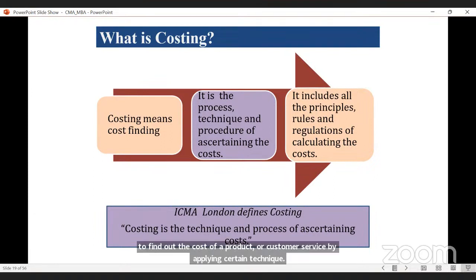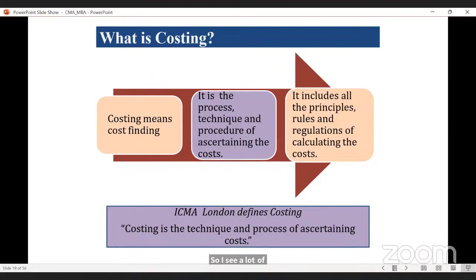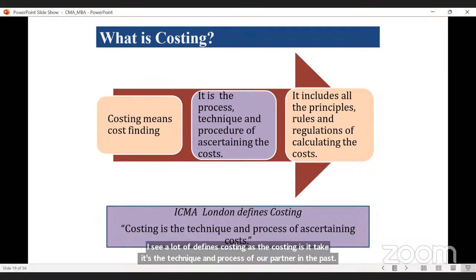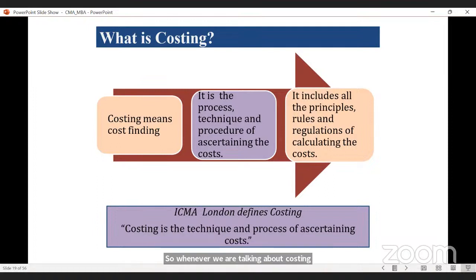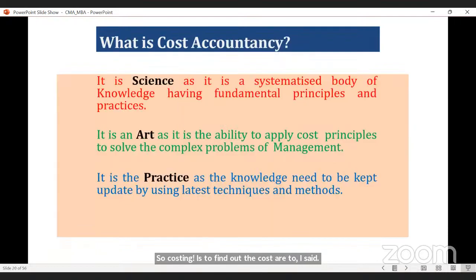So ICMA London defines costing as the technique and process of ascertaining the cost. Whenever we are talking about costing, you can say it is a method, and it is also a process, because whenever we are ascertaining the cost, we adopt various steps. So costing is to find out or ascertain the cost by adopting a certain technique or process. Okay, so this is all about costing. Now let us understand what is cost accountancy.